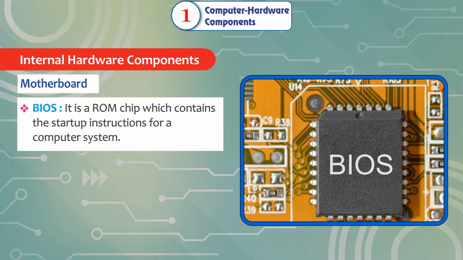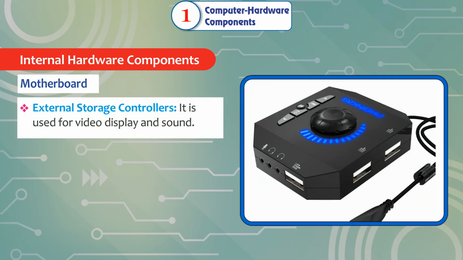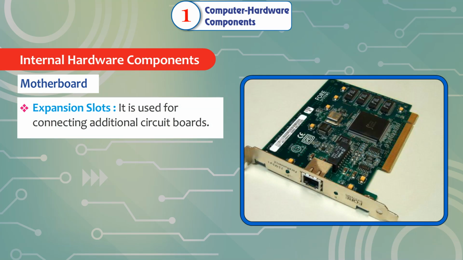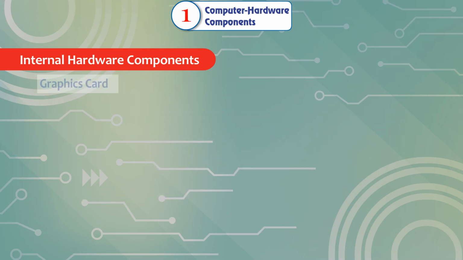BIOS. It is a ROM chip which contains the startup instructions for a computer system. External storage controllers. It is used for video display and sound. Expansion slots. It is used for connecting additional circuit boards. Tech tip: Graphics card is connected to the motherboard through AGP, Accelerated Graphics Port, or PCI, Peripheral Component Interconnection.